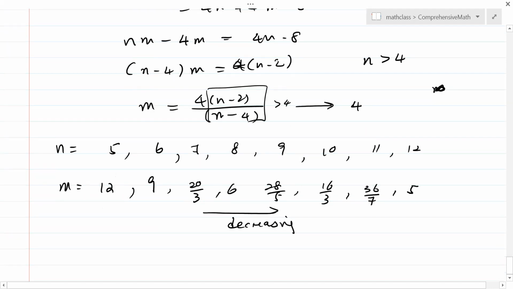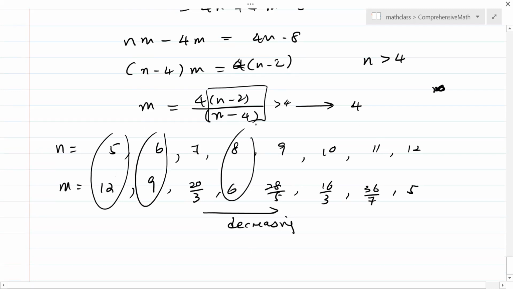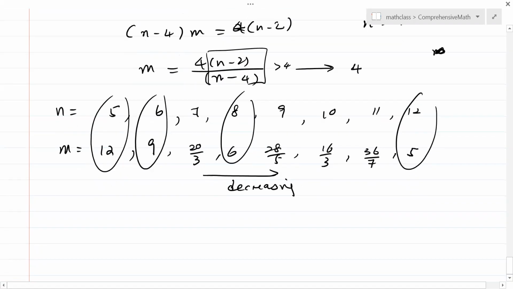So to solve this problem, you have four possible solutions. Surprise, right? They are 5 times 12, 6 times 9, 8 times 6, 12 times 5. Which one gives the largest? The largest positive value is 60.